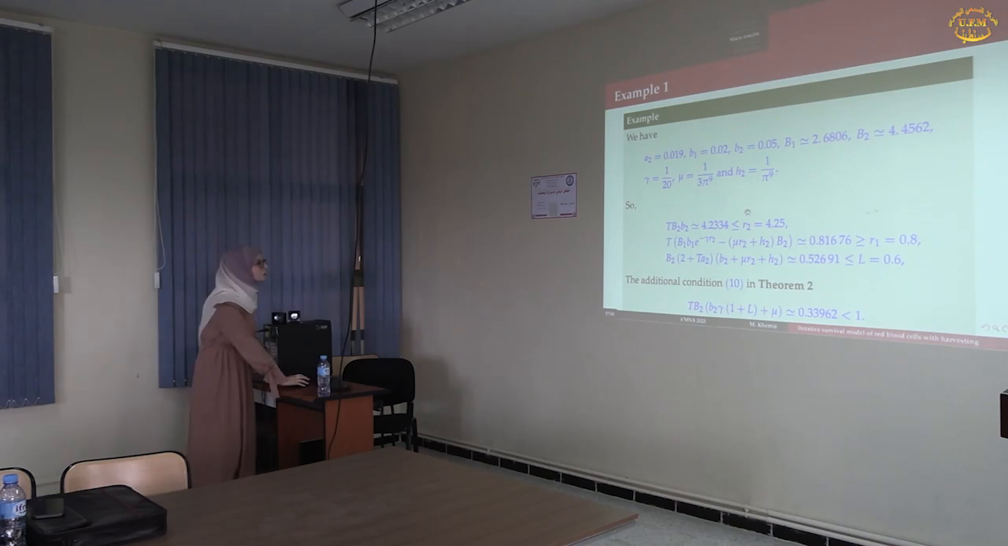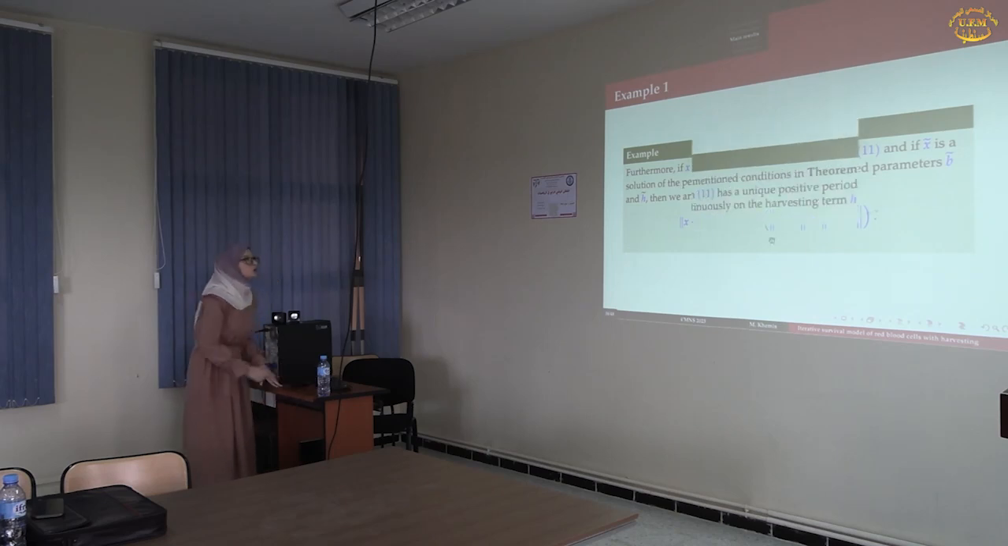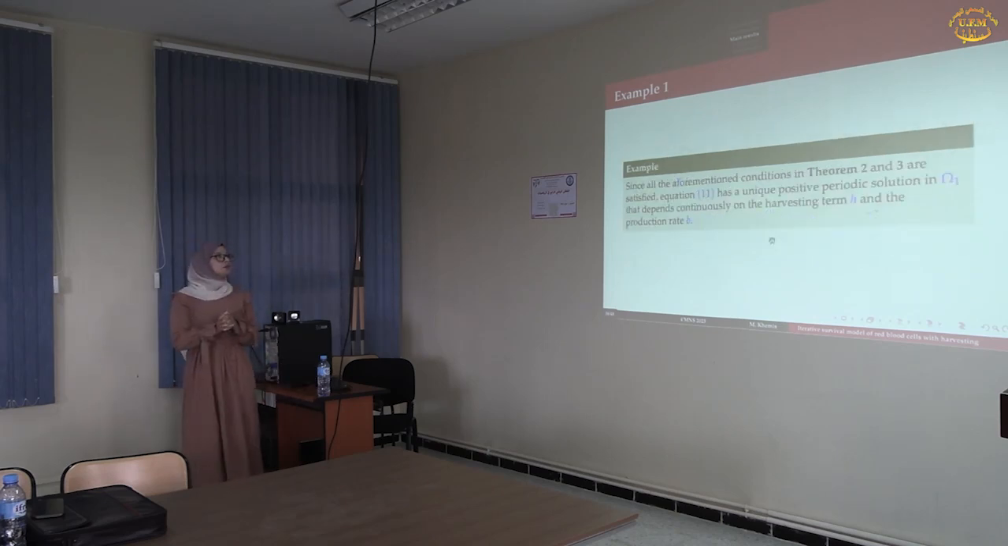For these values, we can easily see that the aforementioned conditions of the existence theorem are satisfied. Also, the additional condition 10 in theorem 2 is satisfied. In addition, if x is the unique solution of equation 11, and we assume there is another solution of the perturbed equation with perturbed parameters, we arrive at this inequality. So in this example, since all the aforementioned conditions in theorems 2 and 3 are satisfied, equation 11 has a unique positive periodic solution in omega 1 that depends continuously on the harvesting term h and production rate b.